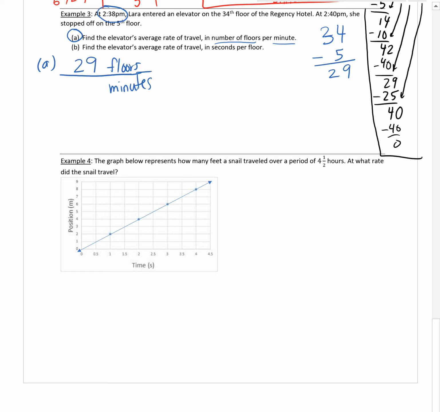Okay, and then how many minutes? Well, it said she stepped on the elevator at 2:38, and she stepped off at 2:40. That's only 2 minutes later. So it must be 2 minutes that we're looking for. Alright, and then that one I don't think will be too bad to divide, huh? It doesn't go in evenly, but once I make it a decimal, it'll work out. 2 can go into 2 once. It goes into 9 4 times. If I add a decimal and a 0, it goes into 10 5 times evenly. So, okay. 14.5, and what are the units? Floors per minute.